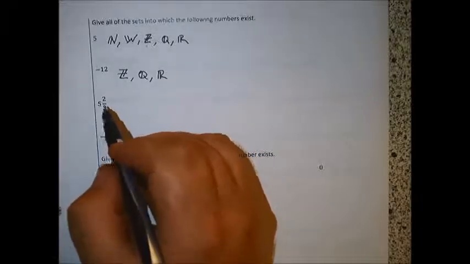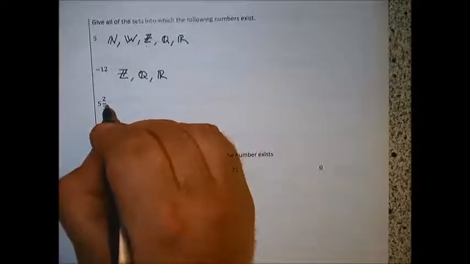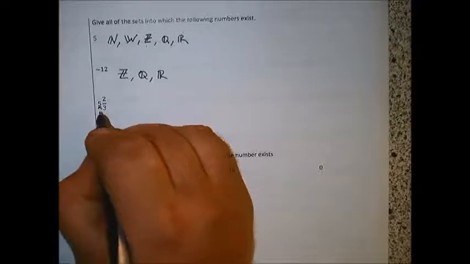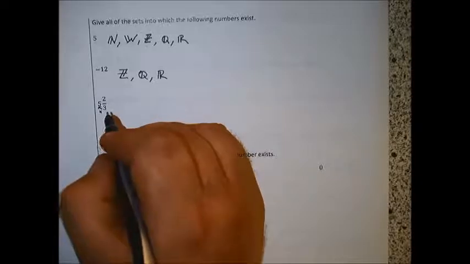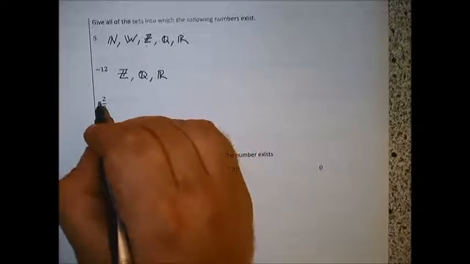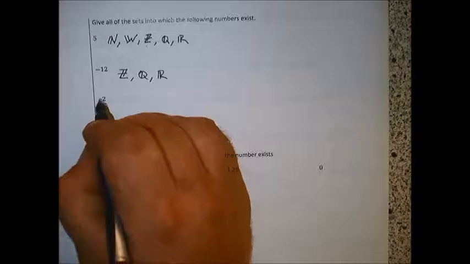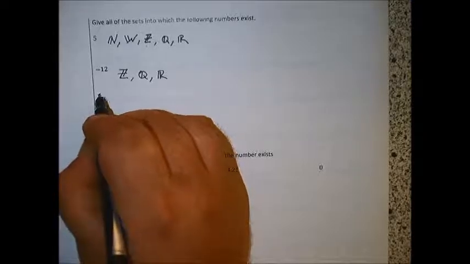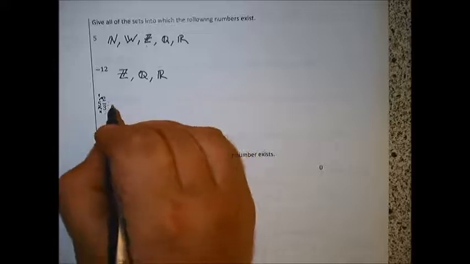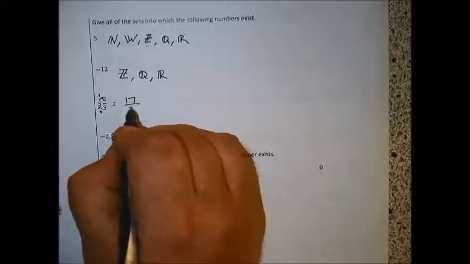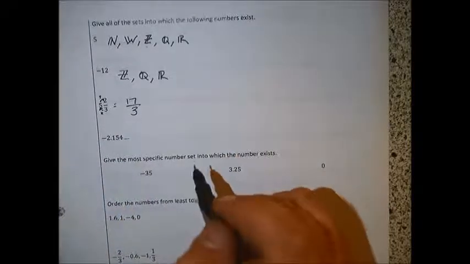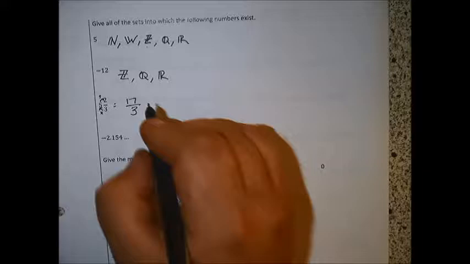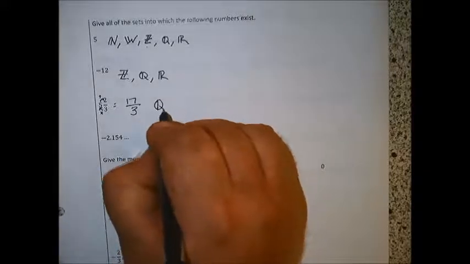The next one, 5 2/3. Well, I can write that in the form P over Q. If you don't remember how to change a mixed number into an improper fraction, you're going to multiply the denominator by the whole number. 3 times 5 is 15. And add the top number. So 15 plus 2 is 17. So we have 17 over 3. That's in that form P over Q. 17 and 3 are both integers, so it falls into the rational numbers. So since it's rational, it's also real.